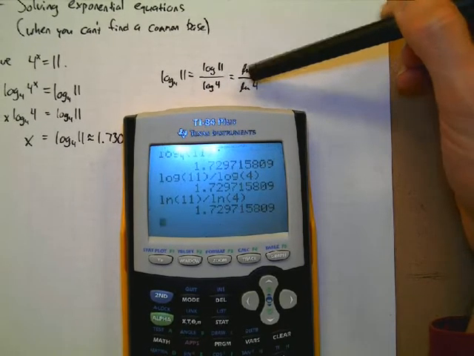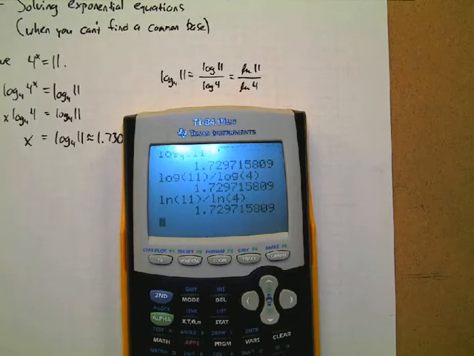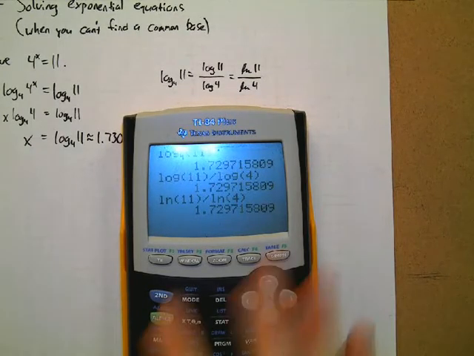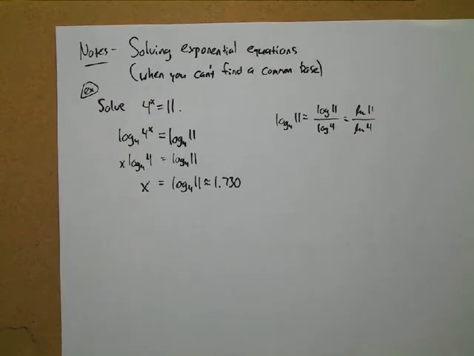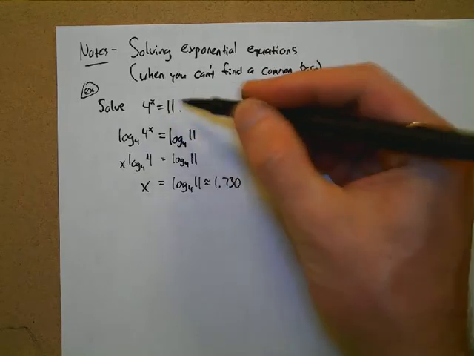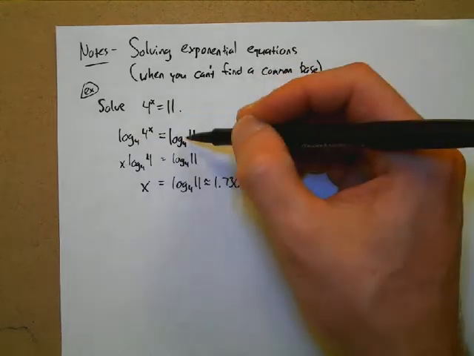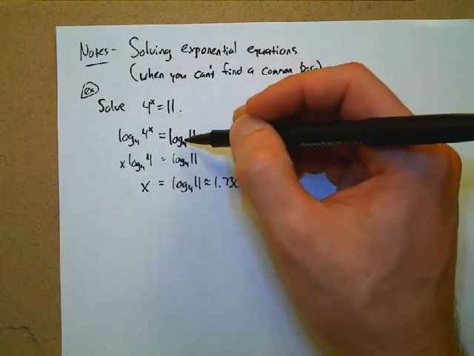So there's our answer right there. We started with 4 to the x equals 11. We took log base 4 of both sides to cancel it out, and we ended up with this: approximately 1.730, or precisely log base 4 of 11. Okay, any questions on that? All right, let's try another one.